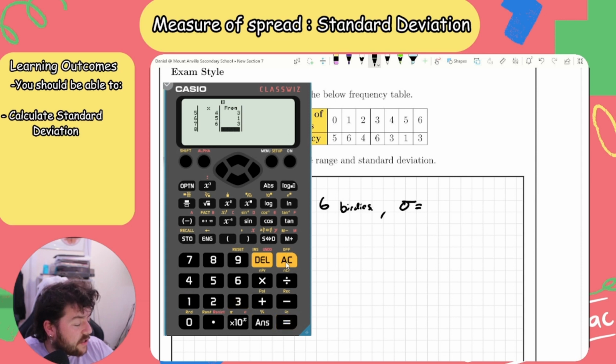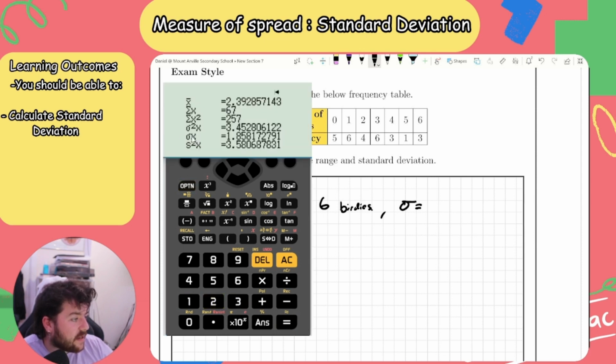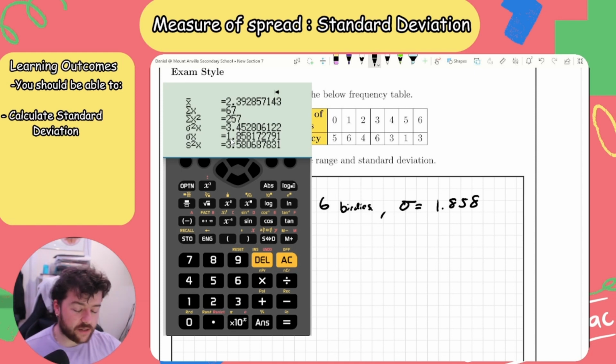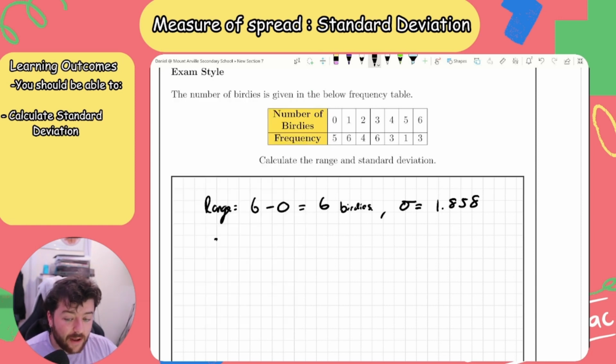Once I have it all entered, I double check. I'm going to click AC to save. Option. Calculator here. Here's all my stuff. So my standard deviation is 1.858. So that's a nice low standard deviation. So all my points are closely compacted together. So that's an example of where you could be asked to solve for the standard deviation in a frequency table.